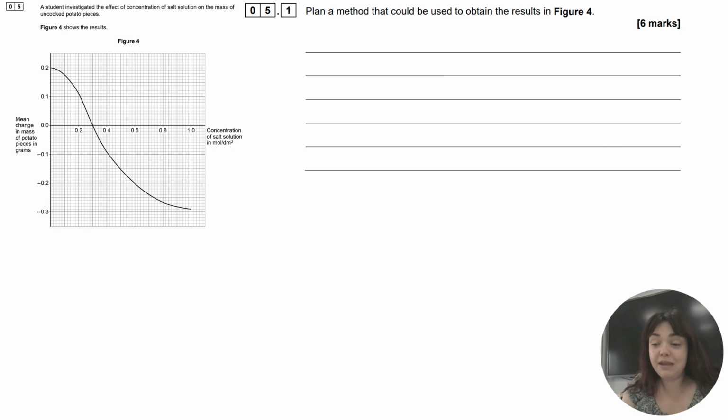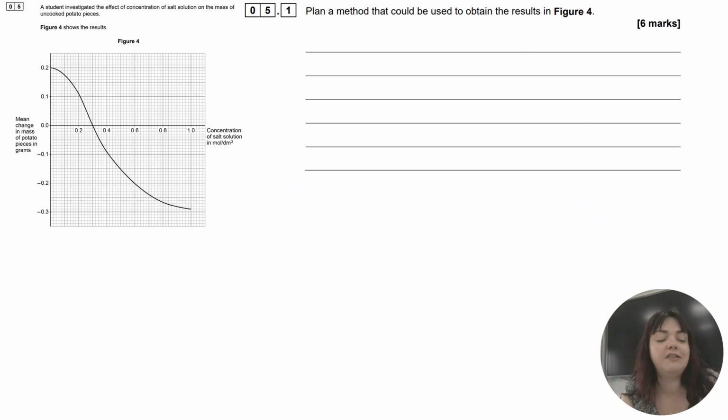Okay, so this is a big 6 marker, but a bit of a gift of a 6 marker. So we're given this graph where a student is investigating the effect of concentration of salt solution on the mass of uncooked potato pieces, and it's giving us a very unique graph that we only see once in biology, where we've got positive and negative percentage mean change in mass of potato, and then we've got a concentration. So straight off, this is an osmosis practical.